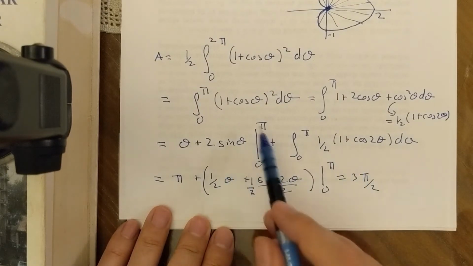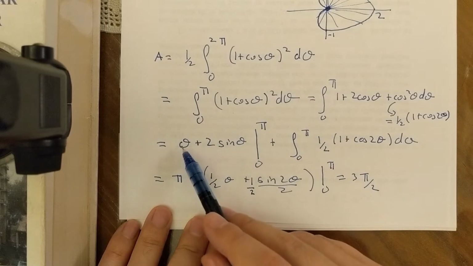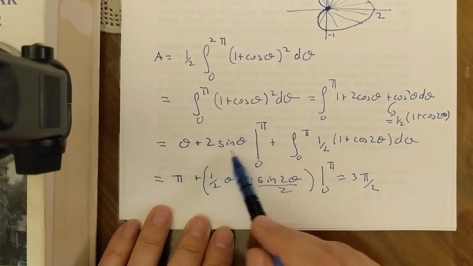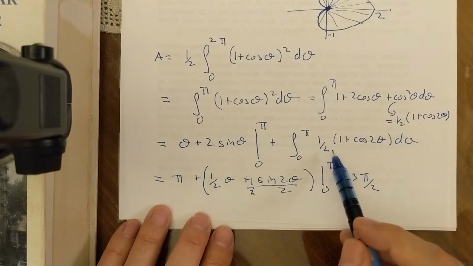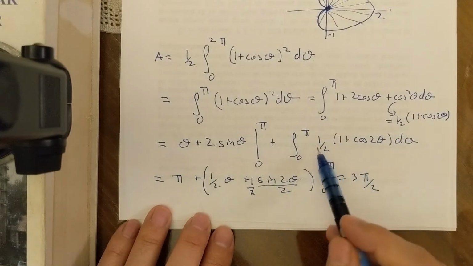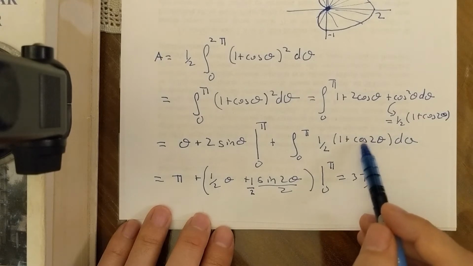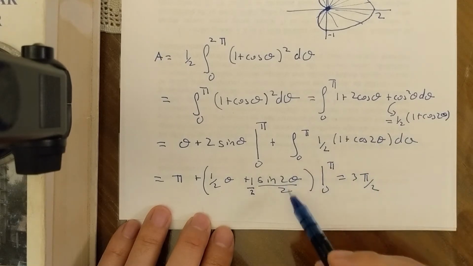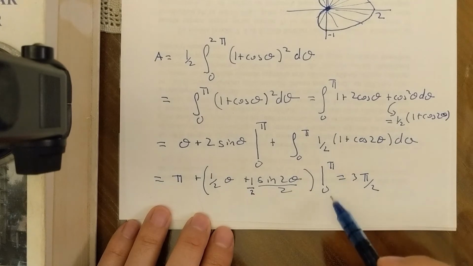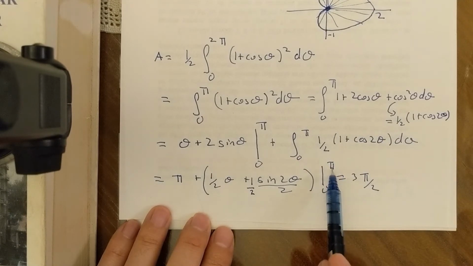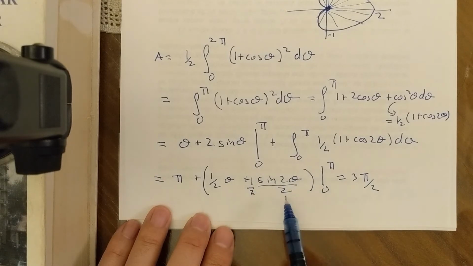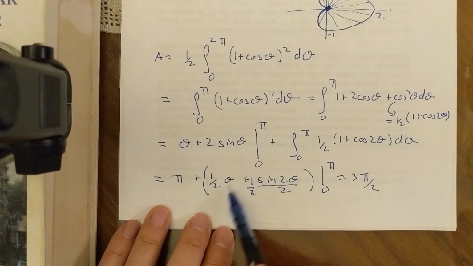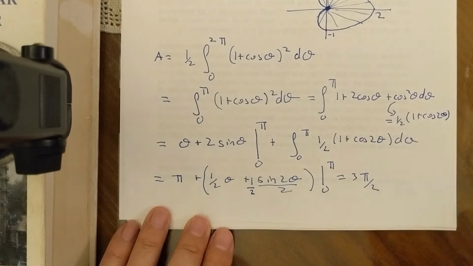And what do we get? Well, from this piece, pi minus 0, sine pi, sine 0, they're all 0. So from this piece, I get a pi. And from this piece, I'm going to get 1/2 theta plus 1/2 times the integral of cosine 2 theta, which is going to be sine 2 theta over 2, and this is going to be from 0 to pi. Well, the nice thing here is when you plug in pi, you get pi over 2. Sine of 2 pi is 0. And sine of 0 is 0. So that's gone. That's gone. So it's just pi plus pi over 2, which is 3 pi over 2. That is the area.